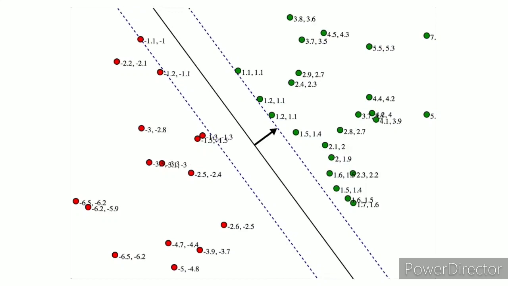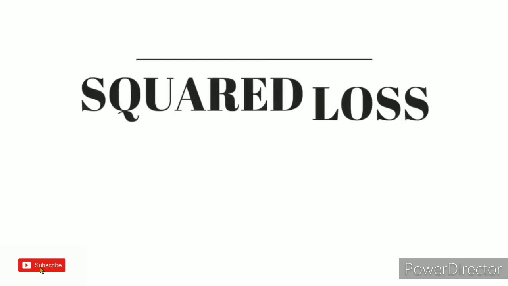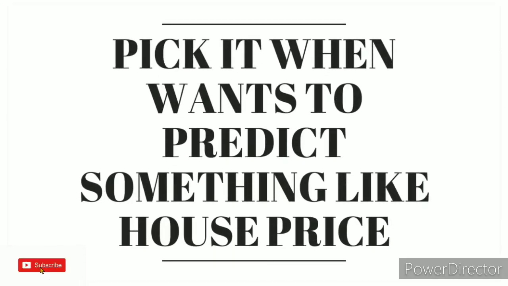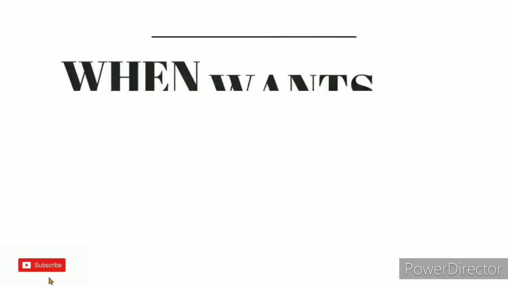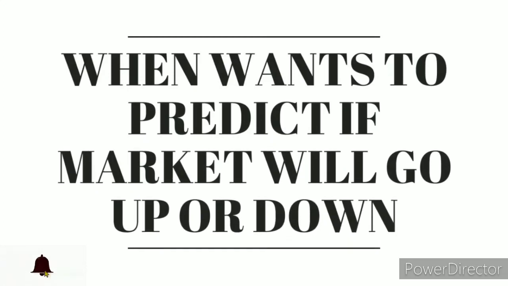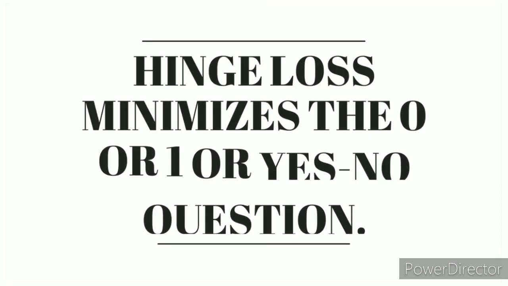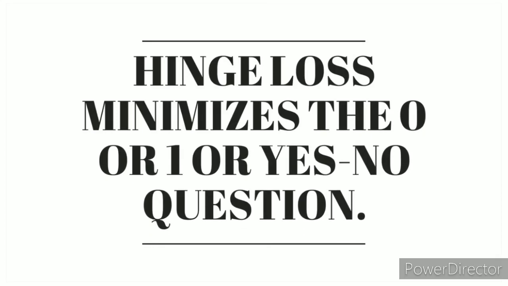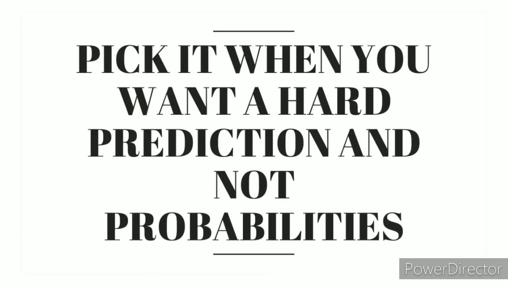So to summarize, which loss function to use in our problems. Squared loss minimizes expectation, so pick it when you want to predict something like house price. Logistic loss minimizes probability, so pick it when you want to predict if the market will go up or down. It is used when we need to get the probabilities for our predictions. Hinge loss handles the 0 or 1, yes/no question. Pick it when you want a hard prediction and not probabilities.